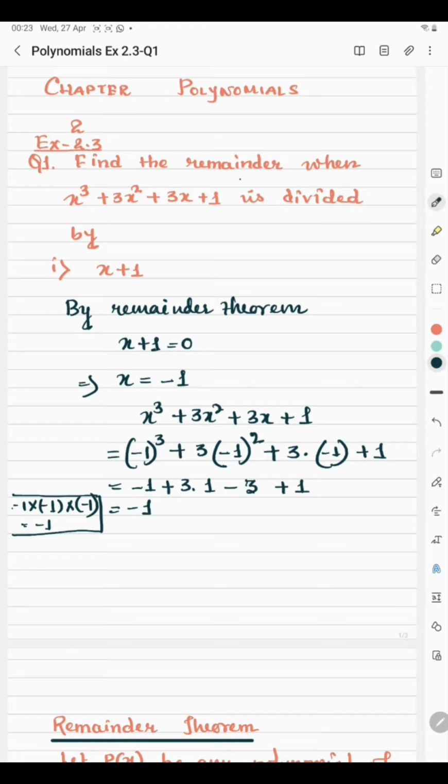Now minus 1 plus 3 into 1, 3 minus 3 plus 1. So we'll add the positive integers first, so 3 plus 1 is 4, and then we'll add the negative integers, so minus 1 minus 3 is minus 4. So 4 minus 4 is 0. So if you divide x cube plus 3x square plus 3x plus 1 by x plus 1, then we will be getting 0 as remainder. Okay, coming to the next part.